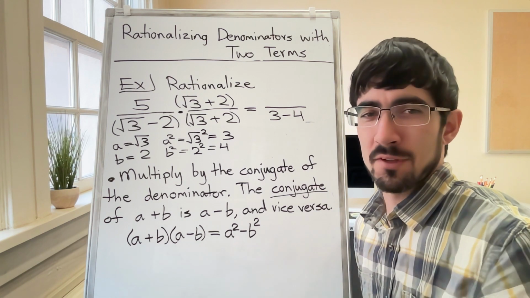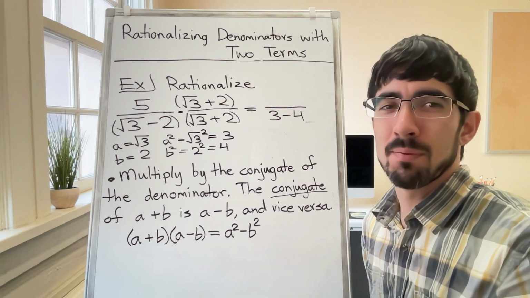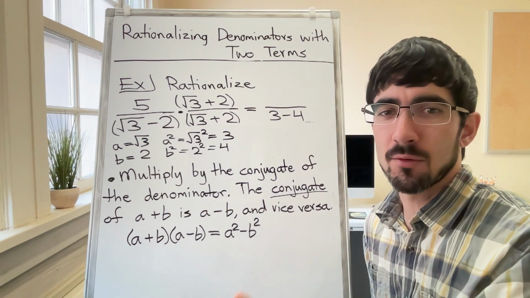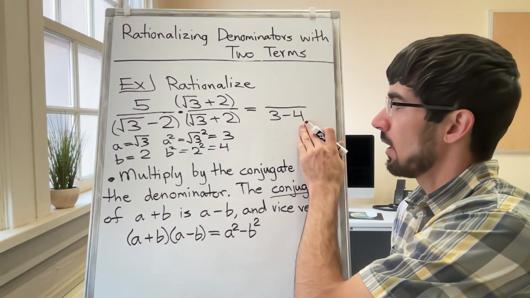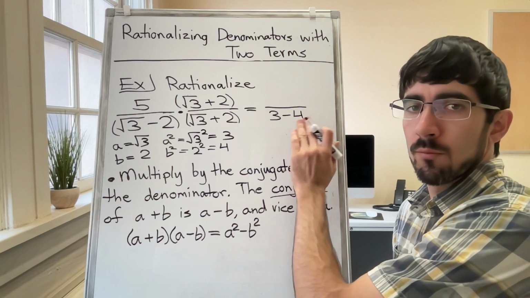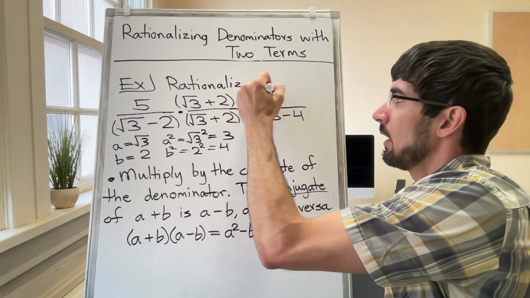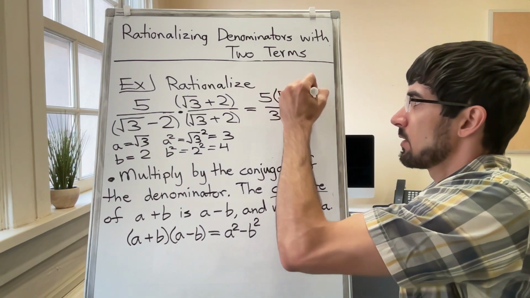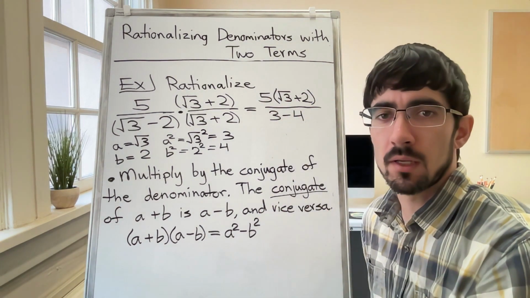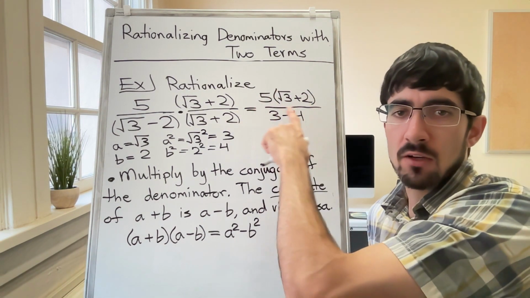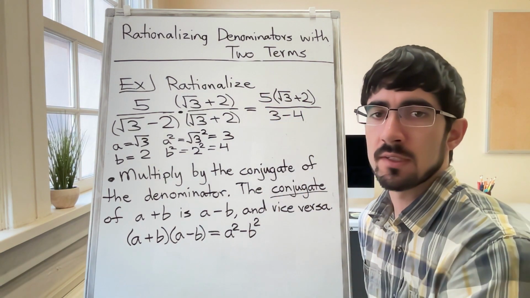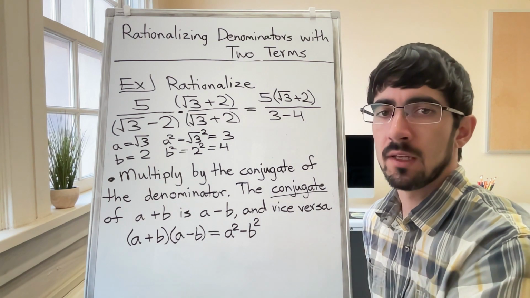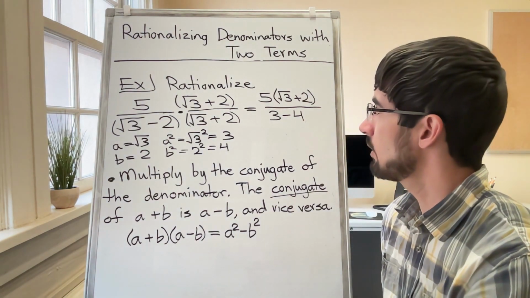There's no radical expression, right? And that's the purpose of multiplying by the conjugate. It always eliminates the radicals. So we have 3 minus 4 in the denominator. We'll simplify that more. In the numerator, I have 5 times root 3 plus 2. And I typically keep my numerator in factored form. I don't usually distribute this out just in case there's a common factor that divides out later on. So let's just rewrite this.